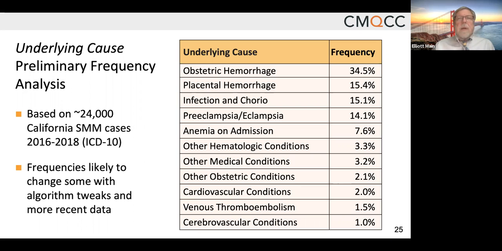And then we have a mix of other conditions that are relatively small proportions, 2 or 3% from things like ITP or medical conditions or cardiovascular conditions. The big ones, though, are clearly hemorrhage, infection, preeclampsia, and anemia. Next slide.